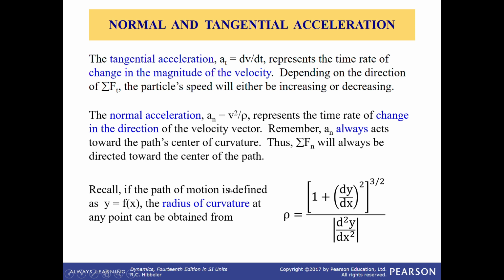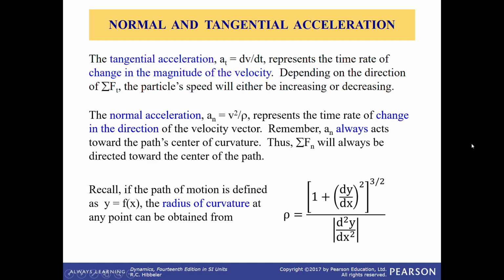Okay, recall if the path of the motion is defined as y equal to f(x), the radius of curvature at any point can be written as rho equal to [1 plus (dy/dx) squared] to the power of 3/2, divided by the absolute value of the second derivative, d²y/dx². This is a modulus symbol, so this value will be positive. Whatever value you get, even if you get a negative slope, because y could be represented by a negative equation and the second derivative might also be negative, here you just put it as positive because we want to measure rho. Rho is the radius of curvature, so it will be positive.